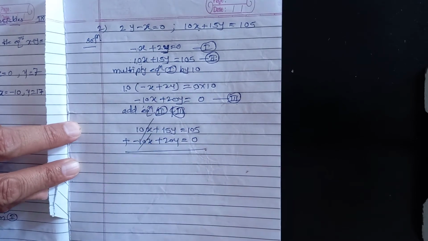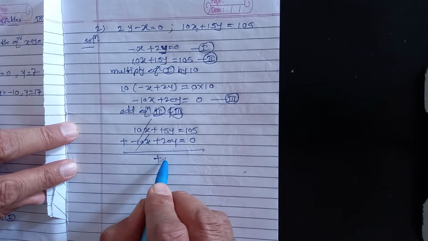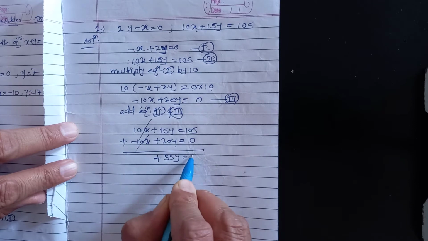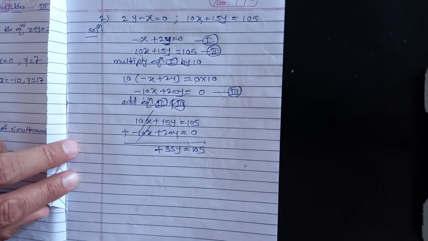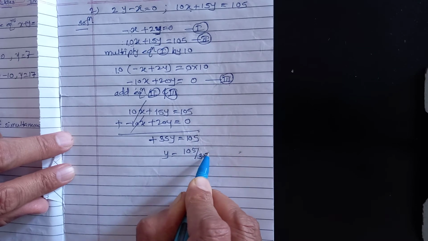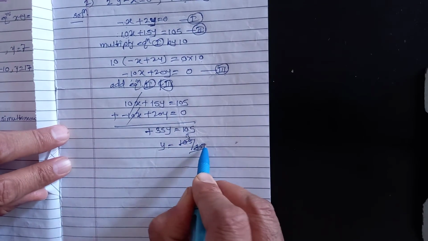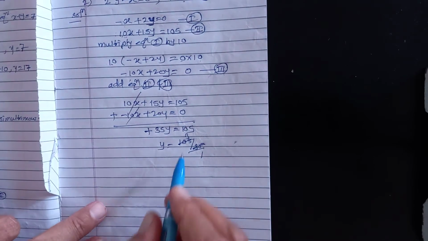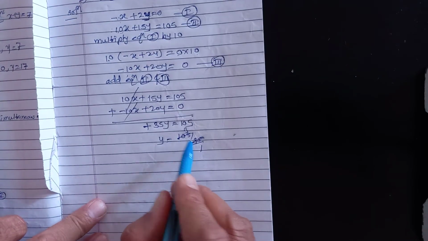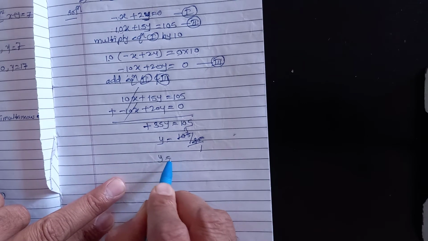So this plus minus cancel. 15 plus 20, 35 equal to 105. This 35 is multiplied. It goes that side, divide. 35 3 za is 105. You can divide by 5 also. If you know this is 35 3 za, then directly you can divide. So y is what? 3.